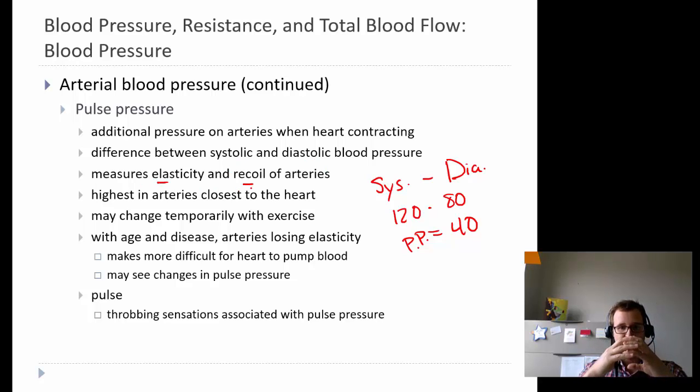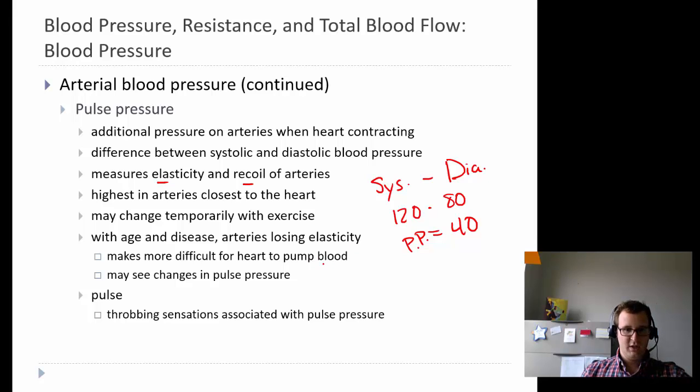As I said before, if you stretch it at your systole, then it rebounds at our diastole. This shows how elastic our arteries are. If there's very little stretch, if these numbers are the same, then that means our arteries are not able to stretch and then recoil as well. And so we would have very low elasticity of our vessels.